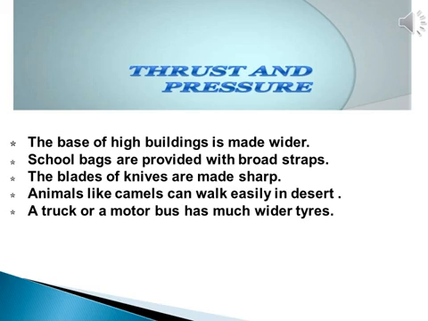Perhaps you may know that the base of high buildings is made wider. School bags are provided with broad straps. The blades of knives are made sharp. Animals like camels can walk easily in the desert, and a truck or a motor bus has much wider tires. Have you thought about the reasons for these things? Today's class will help you to find the reasons for them.